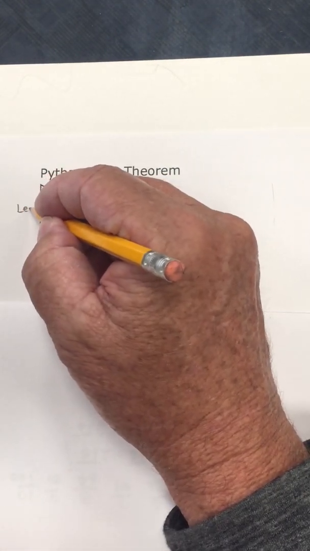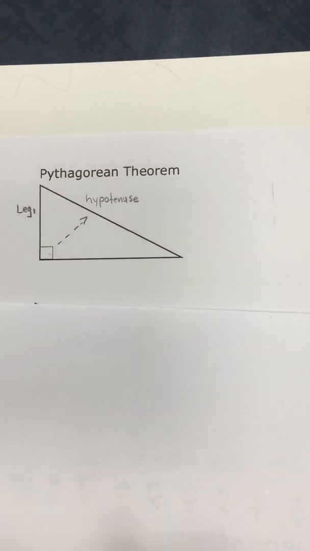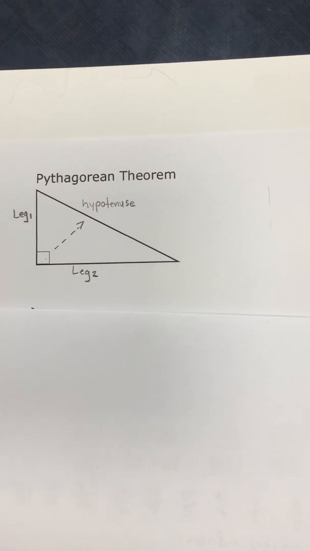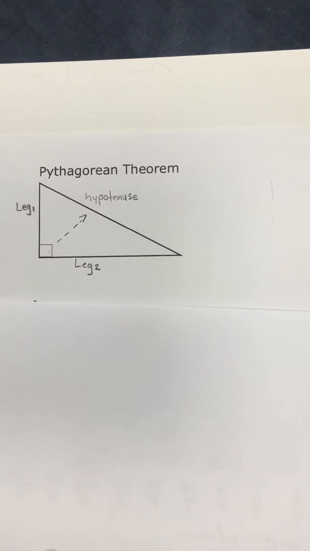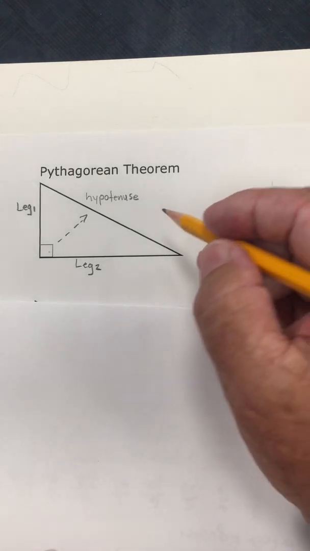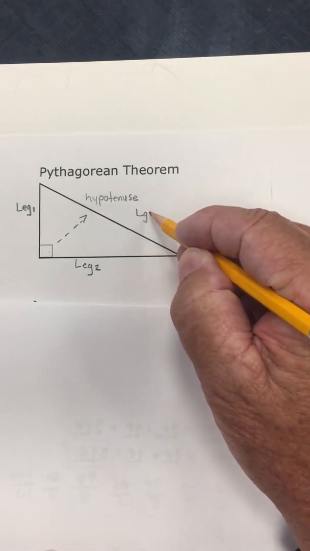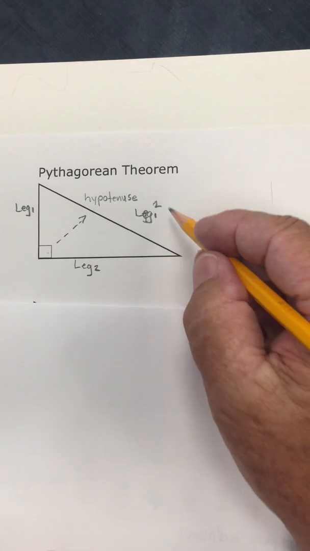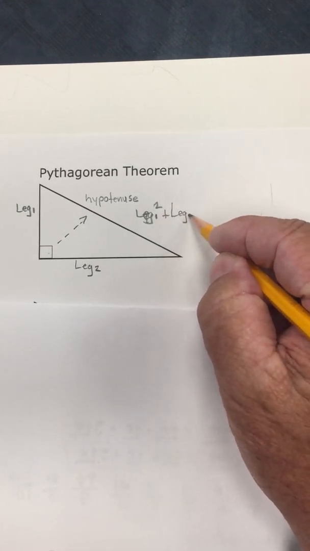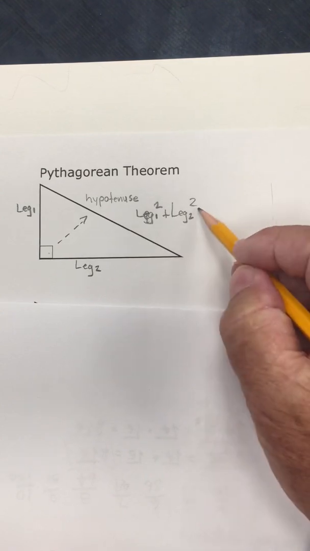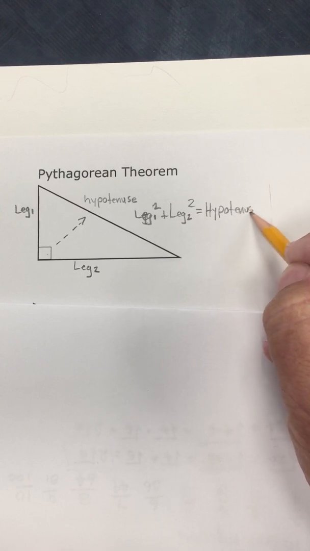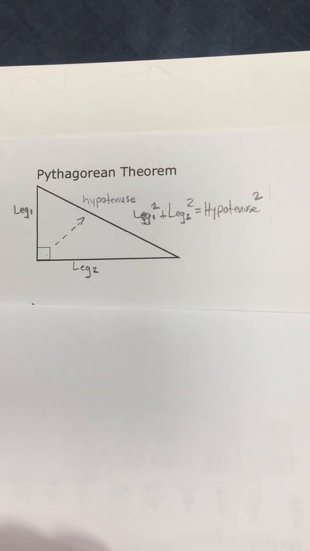The other two sides have names as well. This is called a leg, and I'm going to name it leg 1, and this is also a leg, and we're going to name it leg 2. So Euclid's formula is rather simple and straightforward. He says that leg 1 squared plus leg 2 squared equals the hypotenuse squared. Well, that's a lot of writing if we want to keep doing it over and over again.